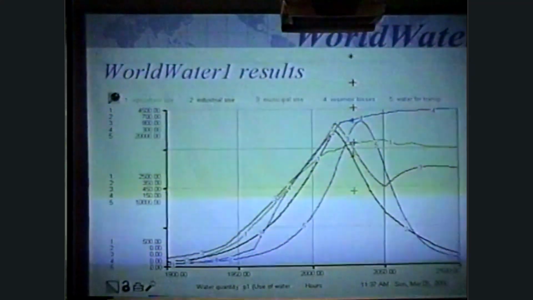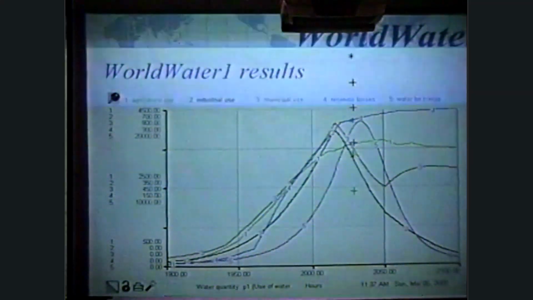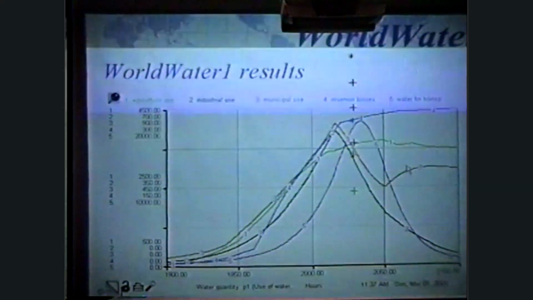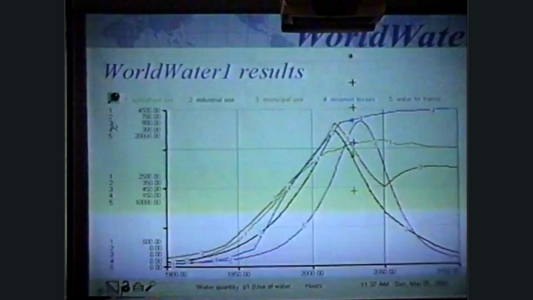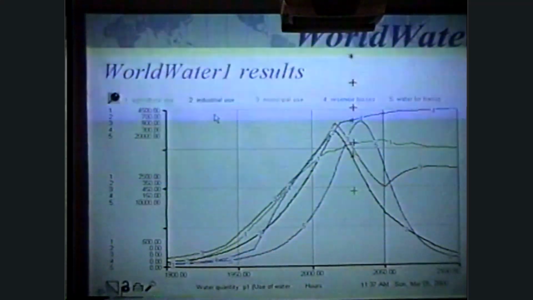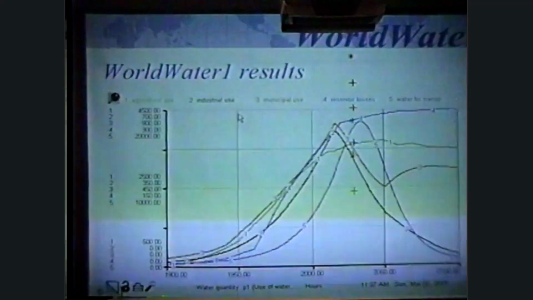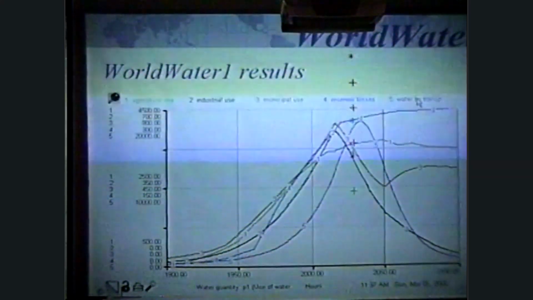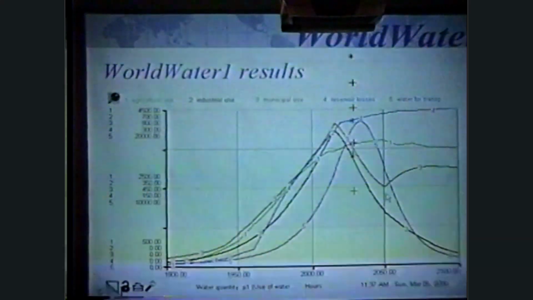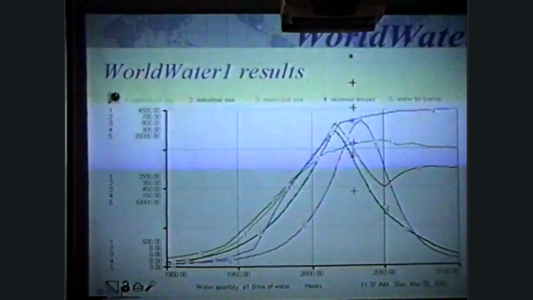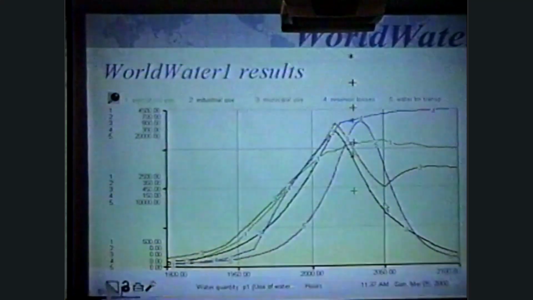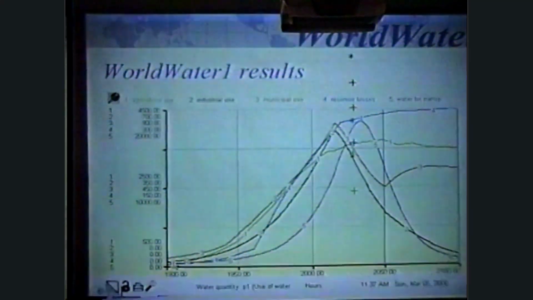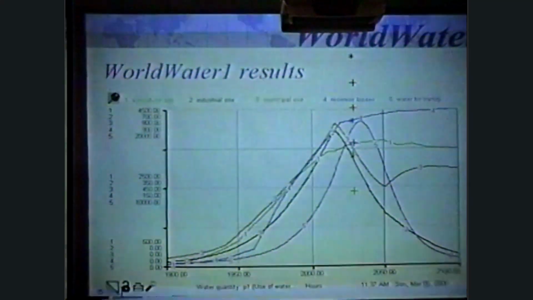This is the part of the output which is related to the water sector, and I used different colors in identifying the use of water for different purposes: green for agricultural production, black for industrial use, brown for municipal, blue for reservoir losses, and purple for water necessary for transportation or for the dilution of the pollutants. Something is very symptomatic in this particular graph.